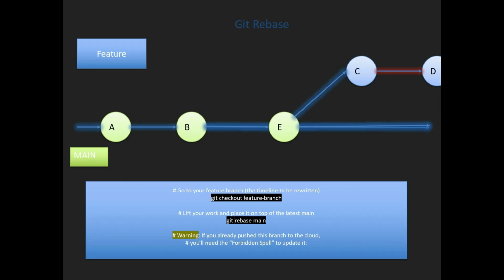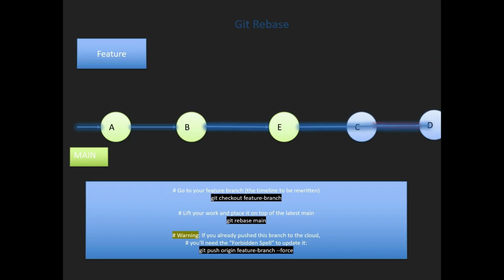And if you already pushed the branch to the cloud, you need to use the force option. Using the command git push origin feature branch --force will push the latest changes to your feature branch. Once we did this, whatever the commit histories of C and D will be added to the main timeline as the latest changes to our main branch. So this is how git rebase works.